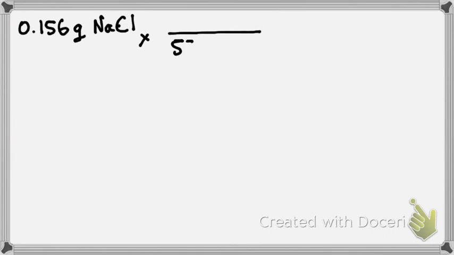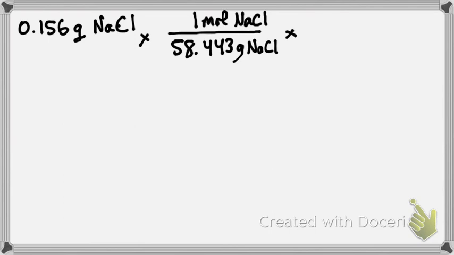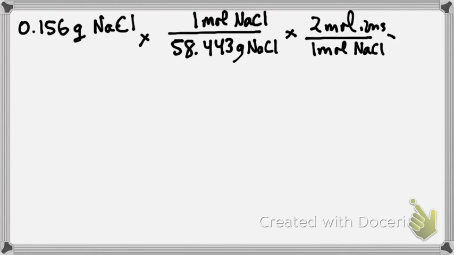So 0.156 grams of NaCl. 58.443 grams of NaCl is in 1 mole of NaCl. One mole of NaCl is 2 moles of ions. It's 2 moles of ions because it's Na and then Cl. And then I know that 1 mole is Avogadro's number.